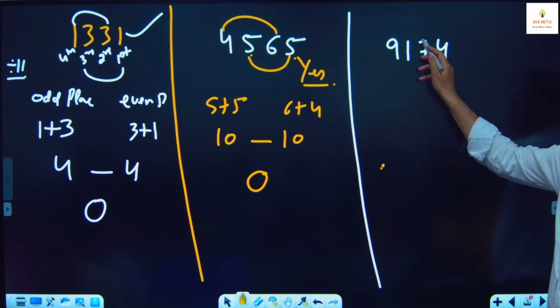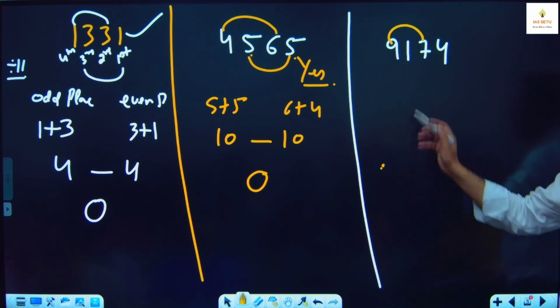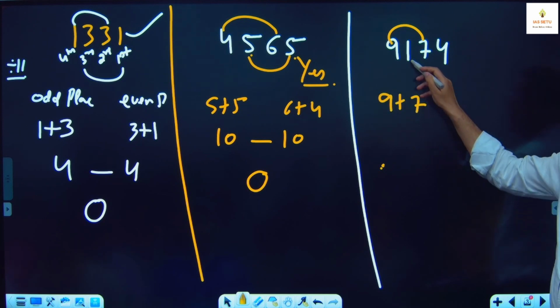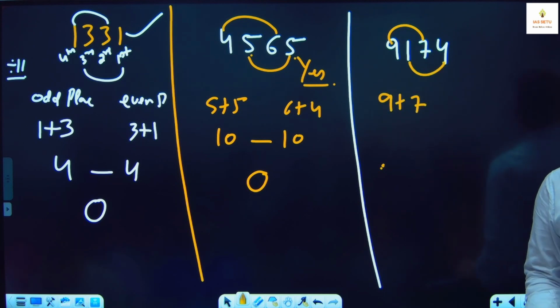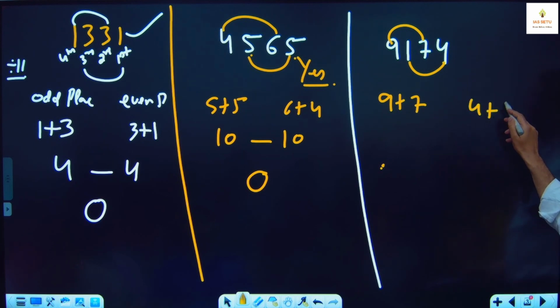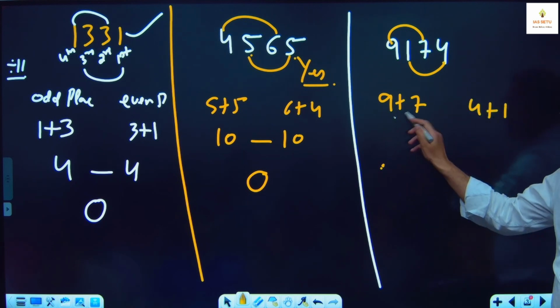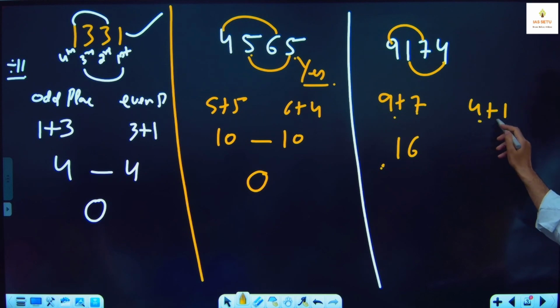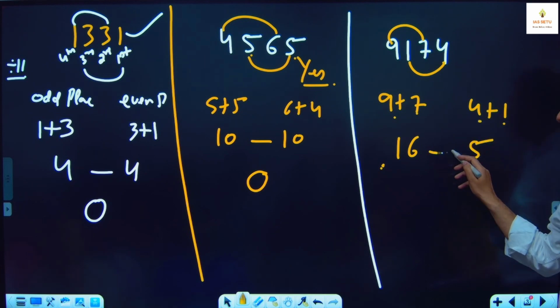Now here, you take 9 and 7 in one team, 9 plus 7, and 1 and 4, alternate. You have to divide in 2 different teams, 4 and 1 in this team. What is 9 plus 7? 16. What is 4 plus 1? 5.